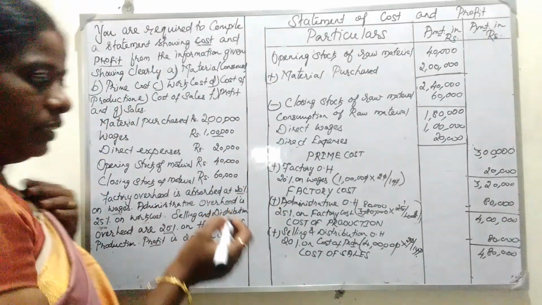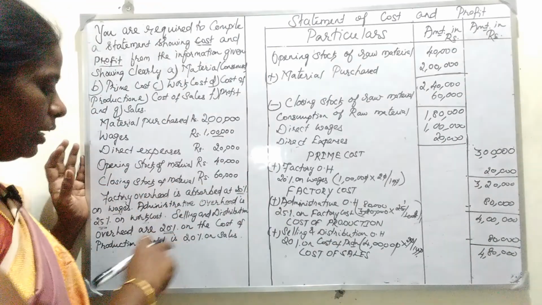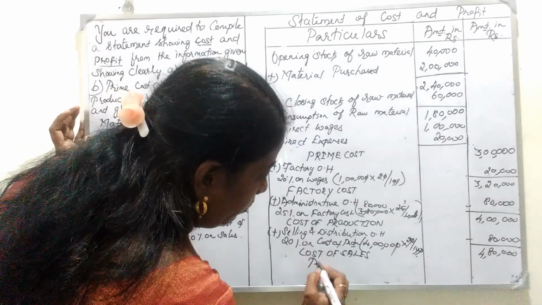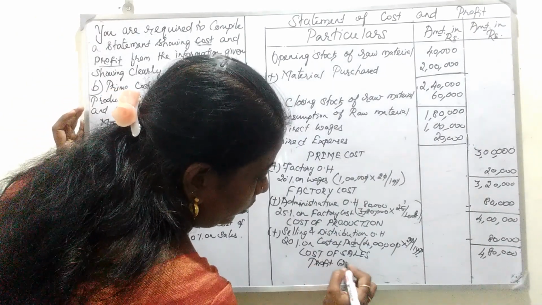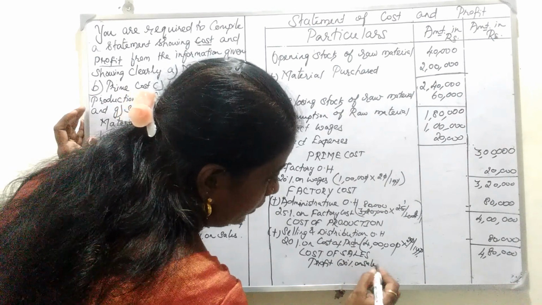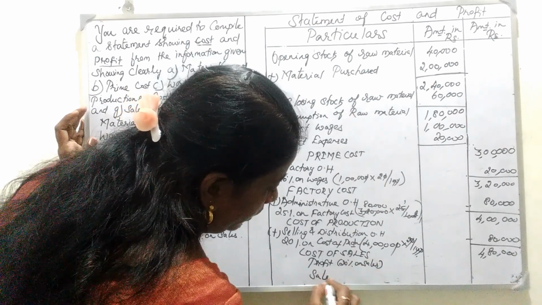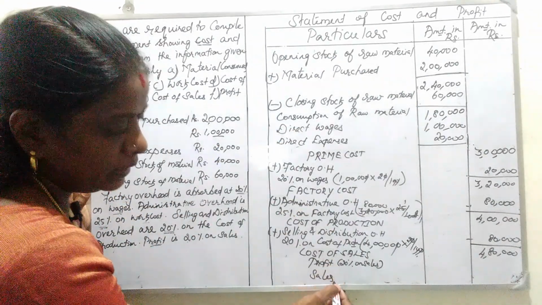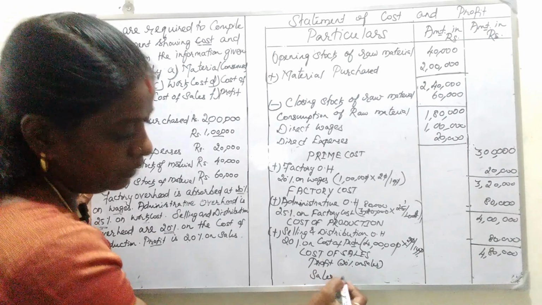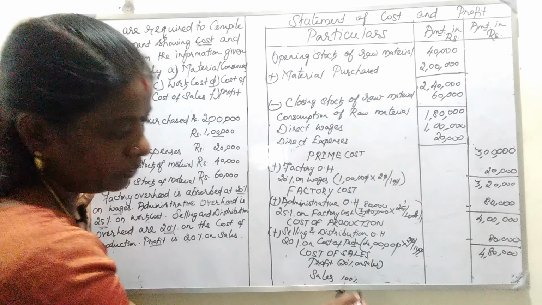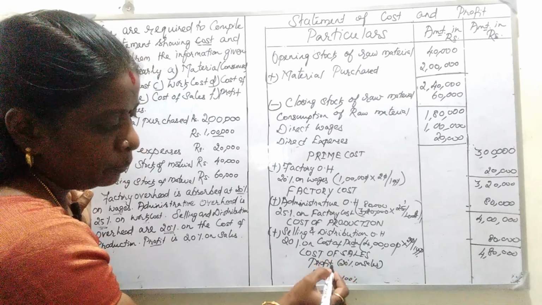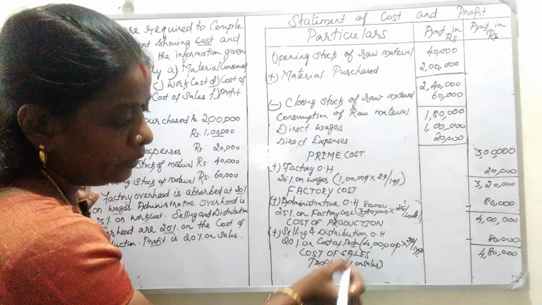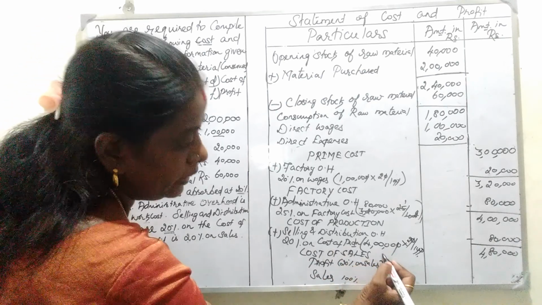Okay, got it? Then the sales value is not given, but profit is 20% on sales. So we have to find profit, 20% on sales, and we have also to find sales. Okay, profit is 20% on sales, therefore sales is 100%. The cost of sales plus profit is equal to sales. This is 100, this is 20, therefore cost of sales 100 minus 20, 80%.